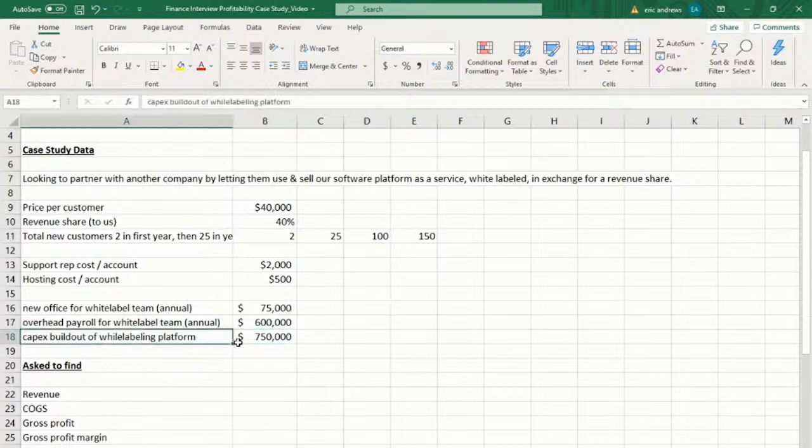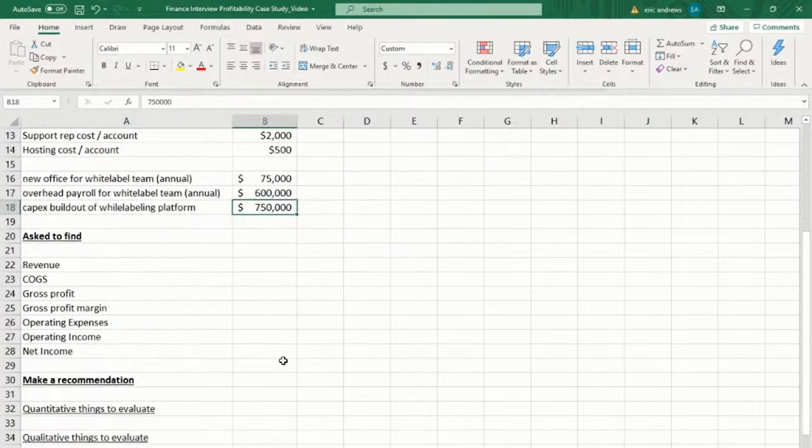So this is our CapEx. It's the upfront investment. So we've been asked to find, and again, with finance case studies, you're always basically solving for the exact same metrics. So once you see this, you'll see that you basically are doing the same math every time, but there's just small variations in the initial numbers that they give you.